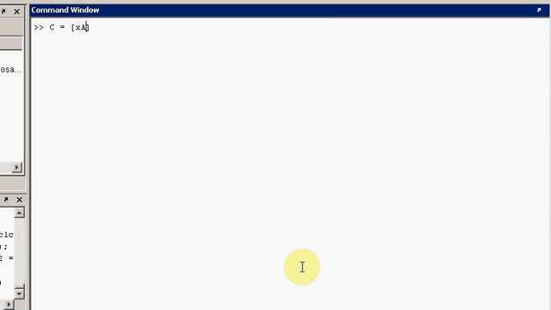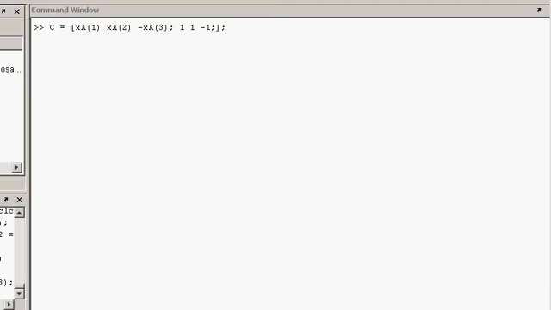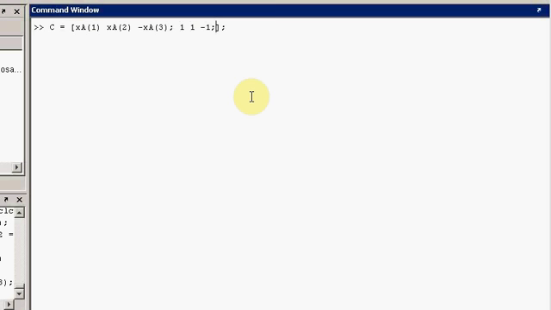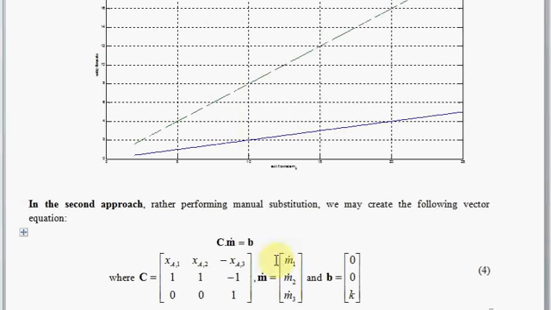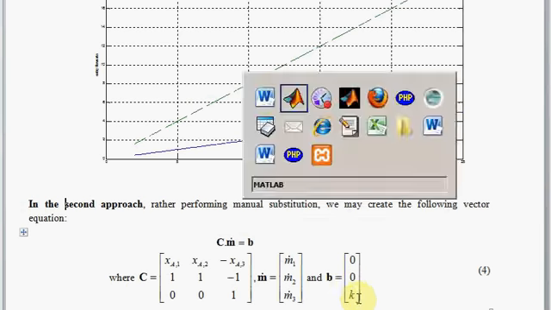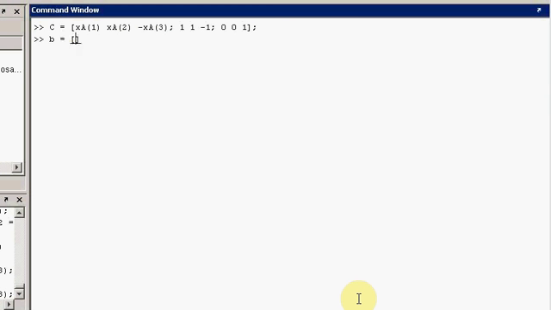So that's xa1, xa2, minus xa3, and then the next line is going to be 1, 1, minus 1, and then for the last row we have 0, 0, and 1. Right, so that's our matrix C, and if you look here, that's what it looks like. Right, then we need to create this vector B where we have zeros in the first two positions, and in the last one we have the mass flow rate of stream 3. So for B we can write 0, 0, and let's choose a value of 5 kilograms per second for flow rate m3. So that's our vector B.